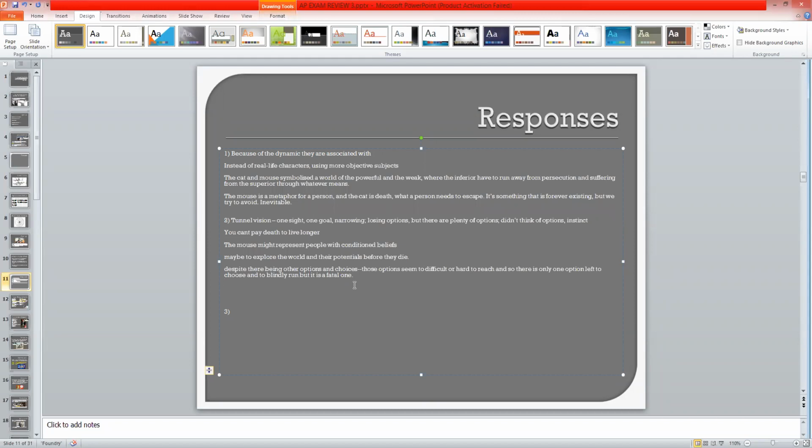Ivy mentions, despite there being other options and choices, those options seem too difficult or hard to reach, and so there's only one option left to choose and to blindly run, but it is a fatal one. Yes. So in this case, we sort of tricked ourselves, or we limit ourselves. And at that point in our lives, we accept it just because we've been circumstanced to do so. Andrew has another one here where I want to throw out on this sheet. The walls could possibly reference how in the story of your life, you have so many options, but as time goes on, the walls continue to narrow and close these opportunities that we could have, purely because we chose to follow this one path where we eventually become trapped between a rock and a hard place.